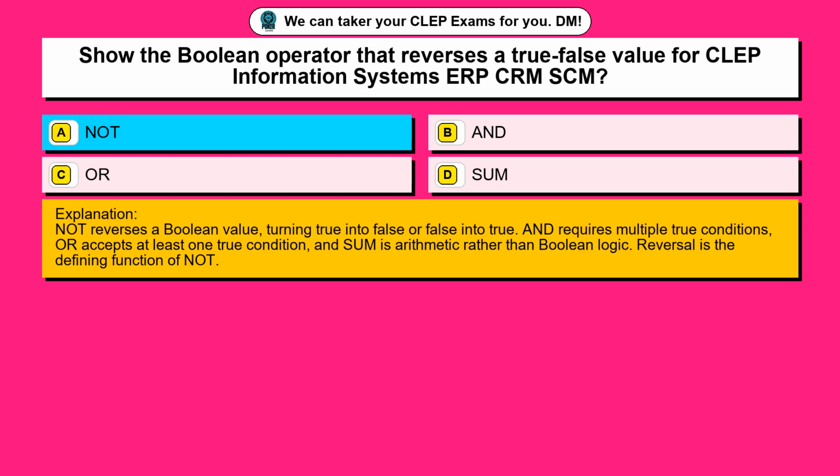NOT reverses a Boolean value, turning true into false or false into true. AND requires multiple true conditions, OR accepts at least one true condition, and SOME is arithmetic rather than Boolean logic. Reversal is the defining function of NOT.